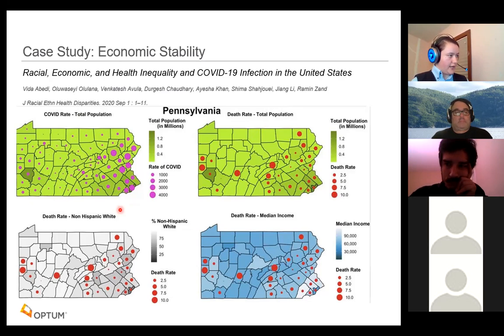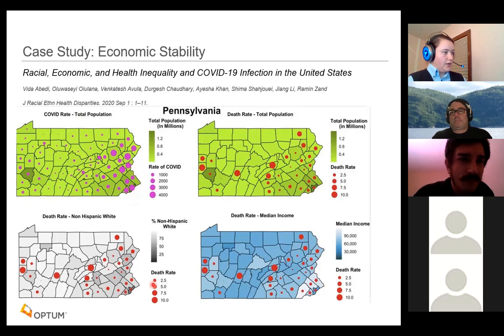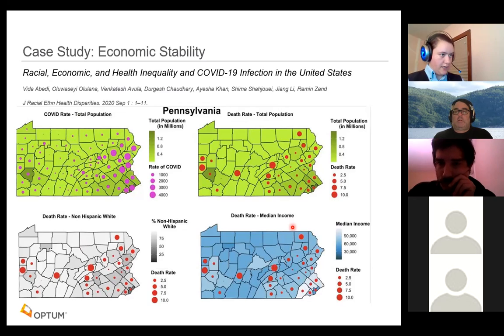If we take a look at the death rate, where the gradient is showing the non-Hispanic white population, you can see in more diverse counties, there's higher rates of COVID-19 deaths. And then similarly, we'll jump to median income in the bottom right-hand corner. Darker counties are poorer counties, and lighter blue counties are more fortunate. And you can see median income negatively correlated to the death rate there. So that's a visual representation by county for Pennsylvania.